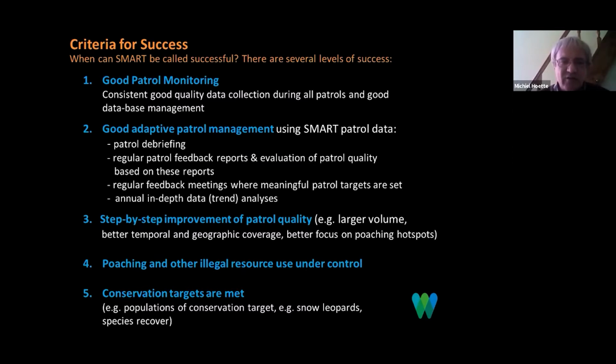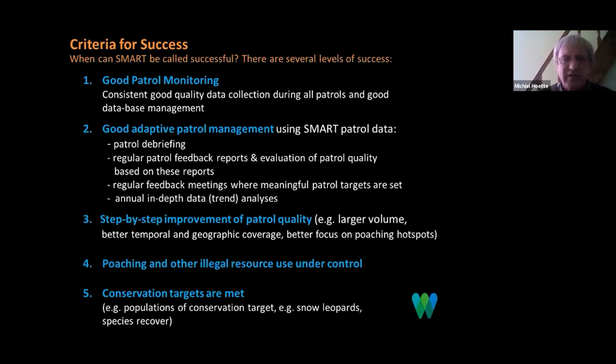Then the most important level is that there should be regular periodic reports written that you use for an assessment of the quality of the patrols and for managing them and setting targets. And then eventually, I think there should also be something like annual in-depth analysis. I'll talk about that later.